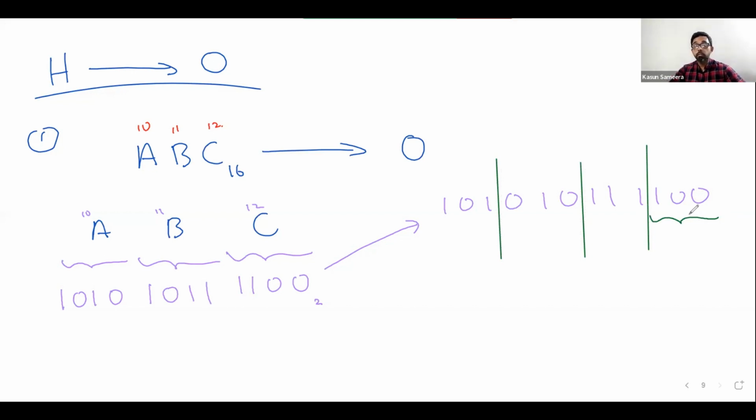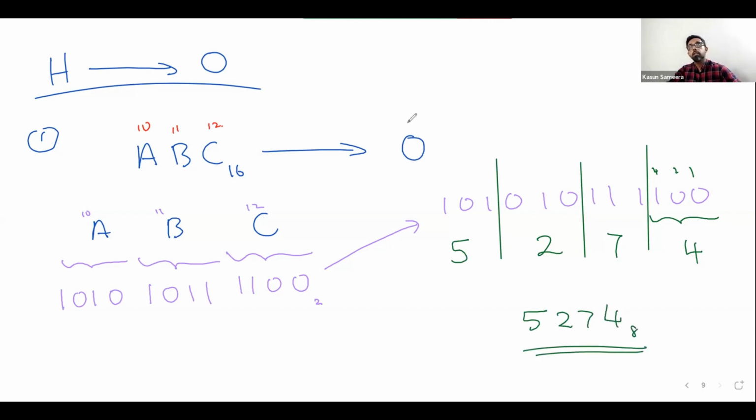Each and every section you need to convert into decimal. Finally you will get the octal number. 100 means 4. This one is 7, this one is 2, this one is 5. Right, answer is 5274 octal.